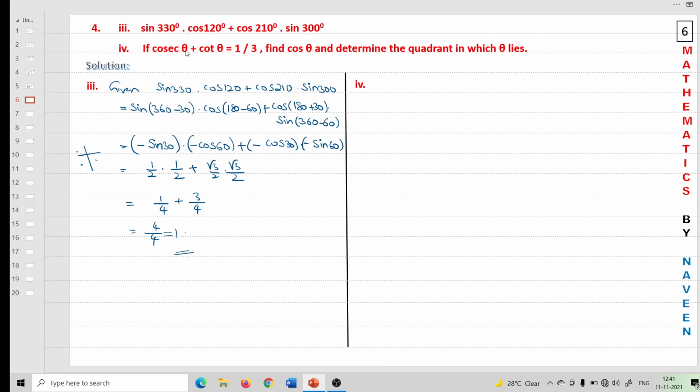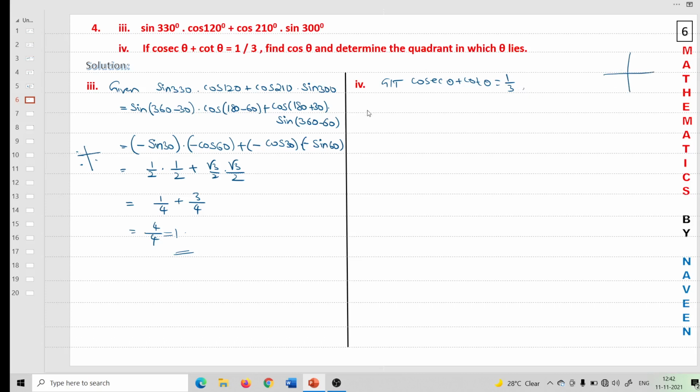Given that cosec theta plus cot theta is equal to 1 by 3, find the cos theta value and determine the quadrant in which theta lies. So we have to find in which quadrant theta lies, and we have to find the cos theta value. See, cosec theta plus cot theta is equal to 1 by 3 is given.